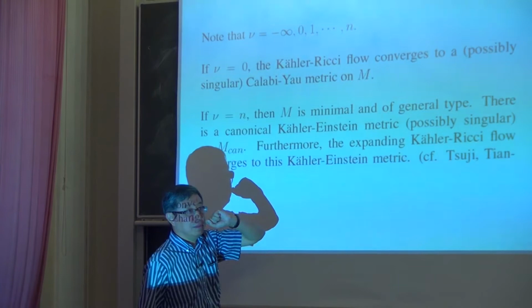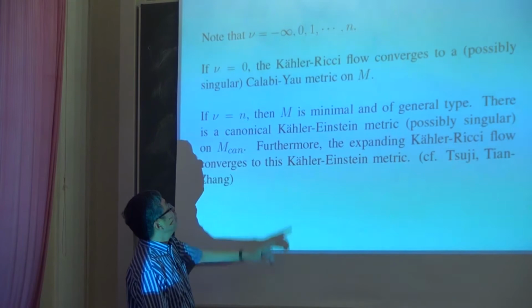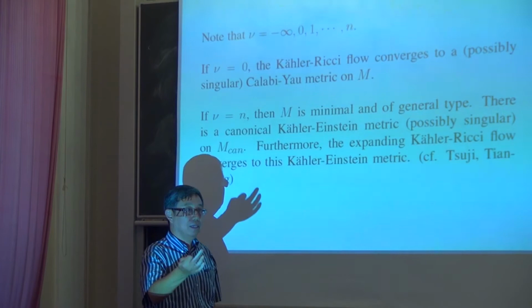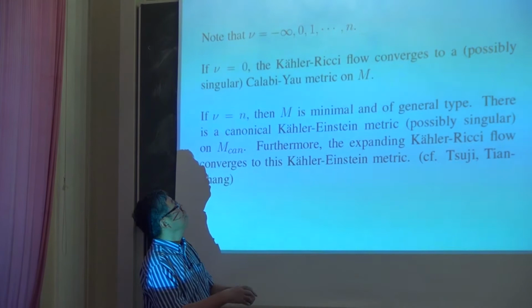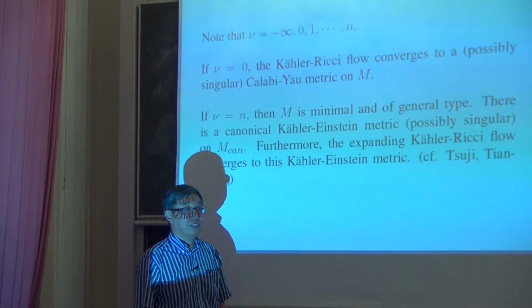Okay. Of course, in the end, if the dimension n is one, there's nothing in between. You only have hyperbolic, flat, and sphere. The sphere becomes extinct at finite time, and in the long time you only consider tori or hyperbolic Riemann surfaces. But for higher dimension, you have intermediate cases.